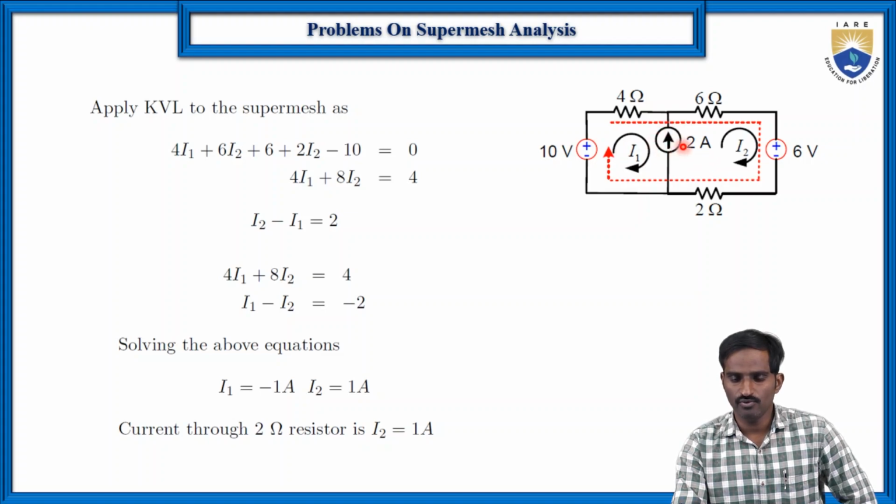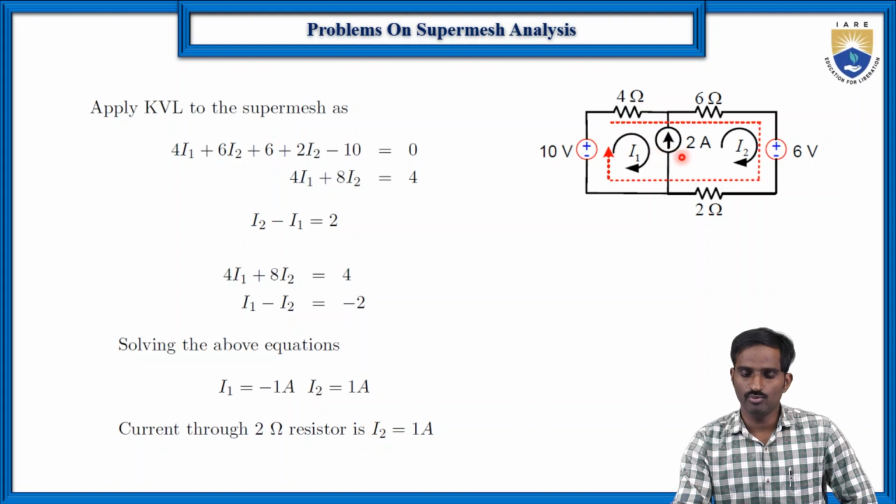So the current flowing through this 2 amperes is I1 minus I2, not I1 minus I2 minus I1, because the direction here is the same as I2. So that's why I2 minus I1 is equal to 2 amperes. This is another equation, right? Then by solving these two equations, you can find the I1 and I2 values.